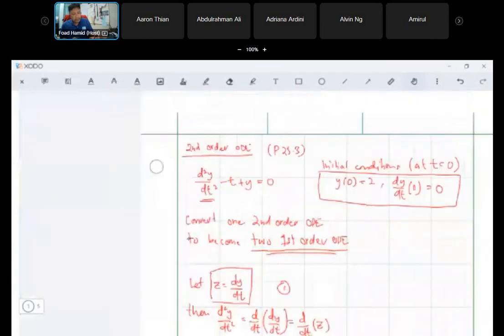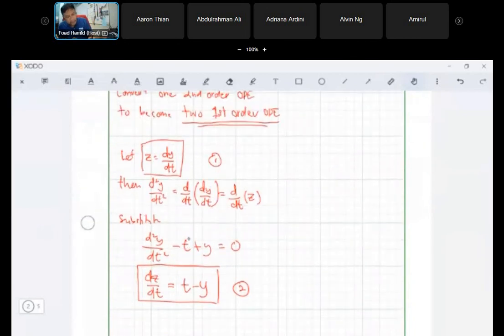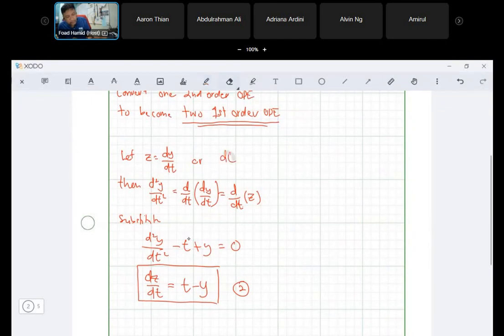Okay, so let me rewrite this. Okay, so let me delete this first. Okay, or we can say that this is just dy/dt equal to z. So this is our first equation. Okay, I don't know what happened here. You won't let me write.